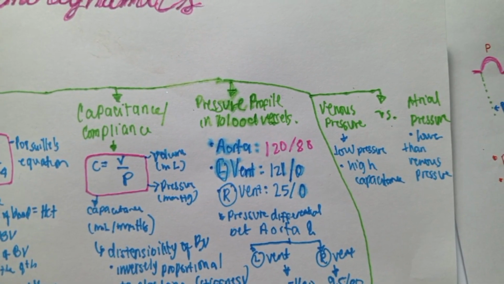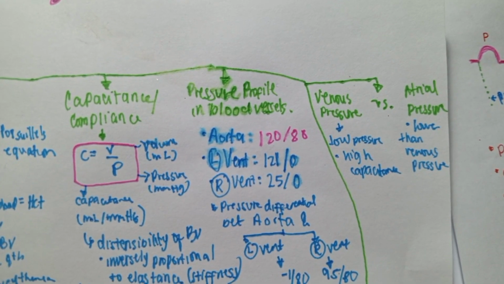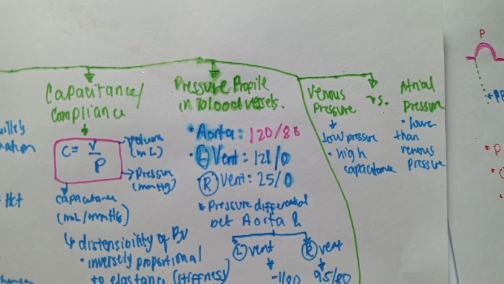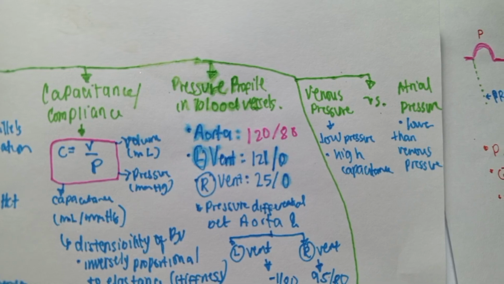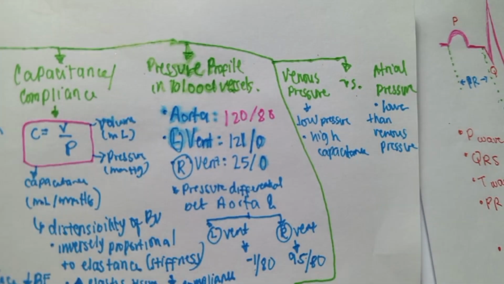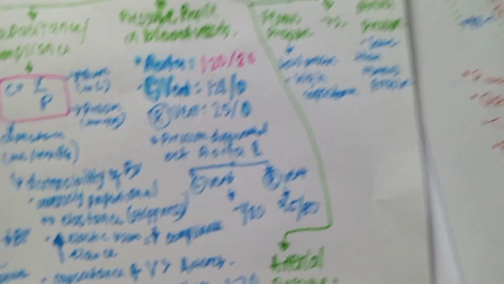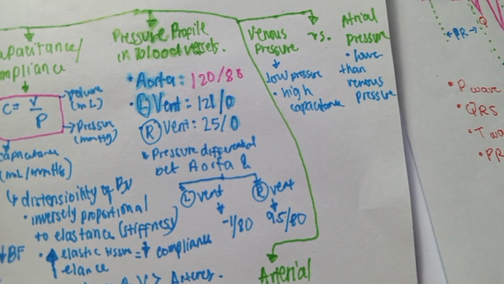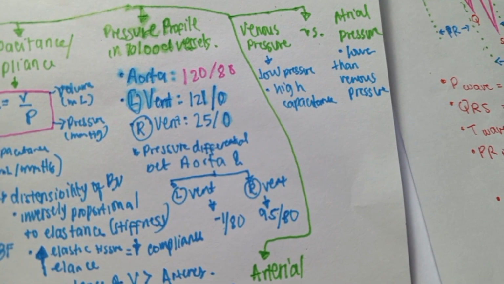So what are the pressure profiles in the blood vessels? In aorta, we have 120/80. In left ventricle, it's 121/0. And in right ventricle, it's 25 systolic. So pressure differential between aorta and the left ventricle, it's -1/80. In the right ventricle, it is 95/80.